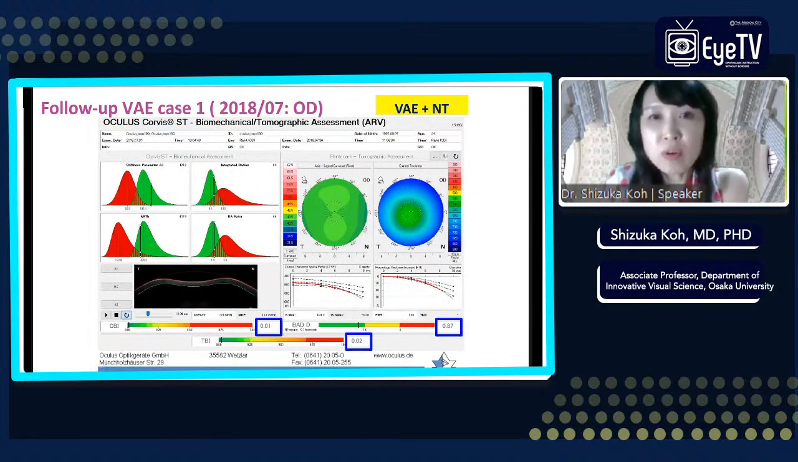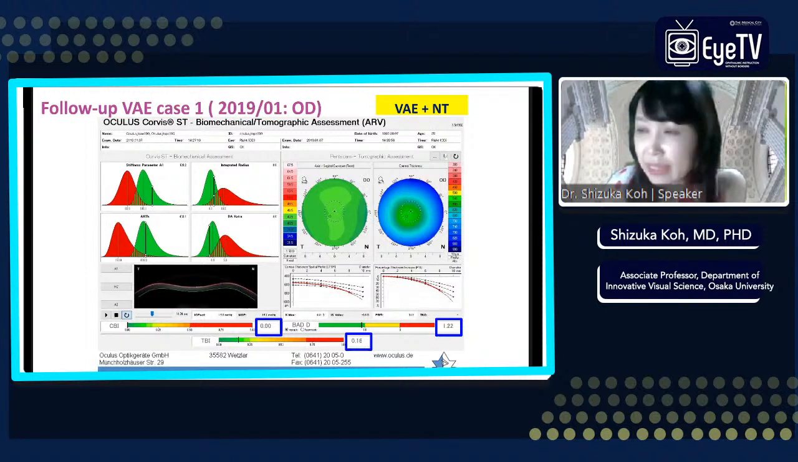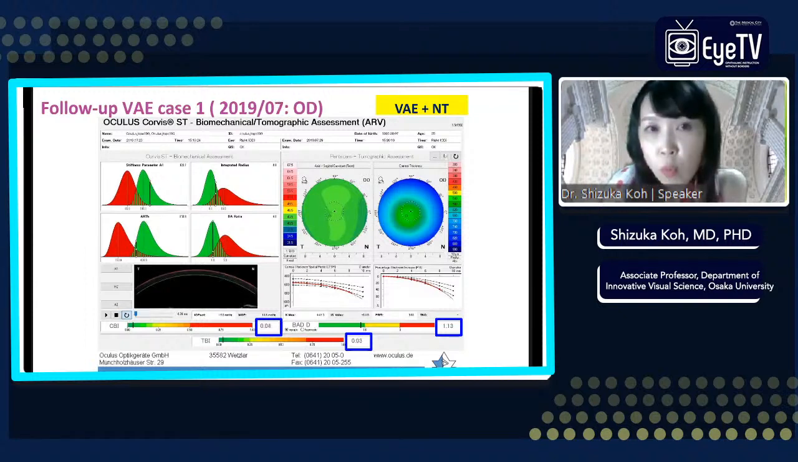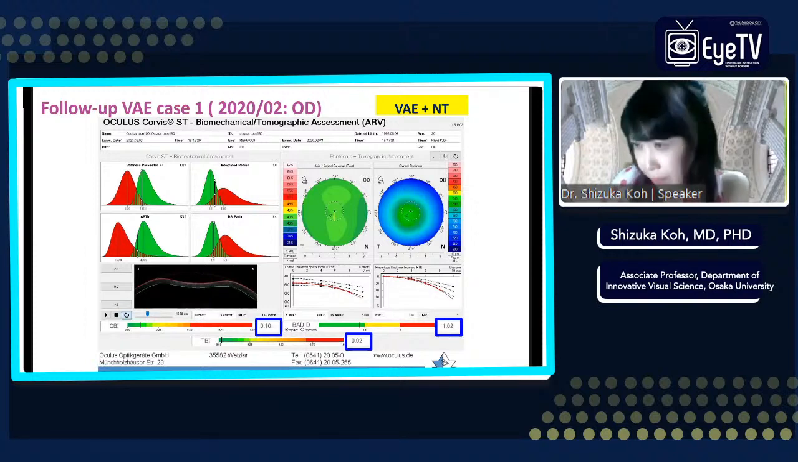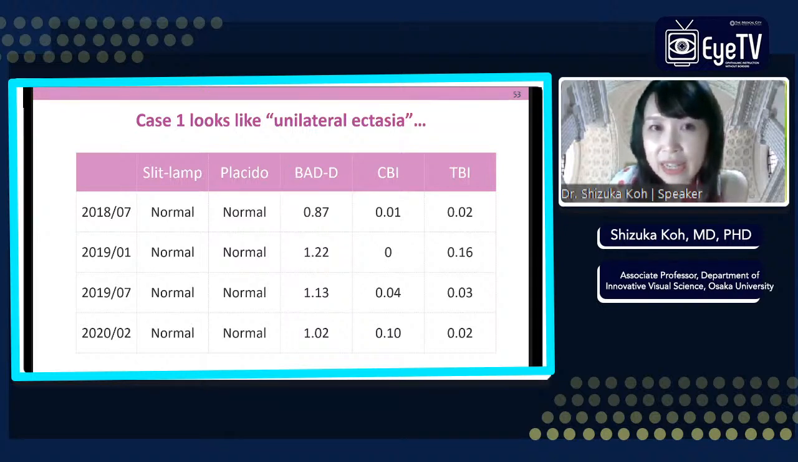Follow-up with normal topography is very important. So this is his first visit in 2018. And 6 months later, 1 year later, and this is the latest visit, February this year. It looks like this eye is unilateral ectasia. There are no abnormal values in BAD, CBI, and TBI so far. But we definitely need observation.